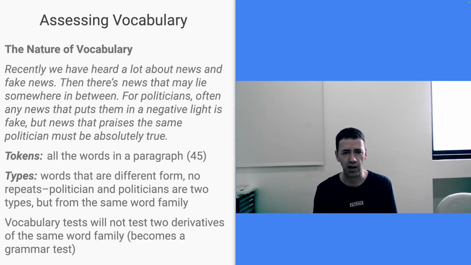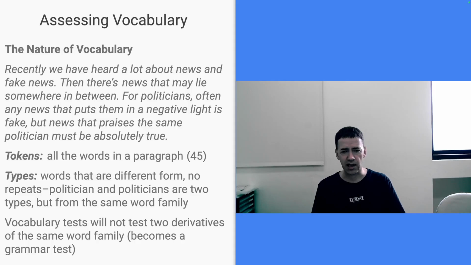Recently, we've heard a lot about news and fake news. Then there's news that may lie somewhere in between. For politicians, often any news that puts them in a negative light is fake, but news that praises the same politician must be absolutely true. So the first two terms here are tokens and types. When we look at tokens, it means how many words are in the paragraph. So in this case, there are 45.